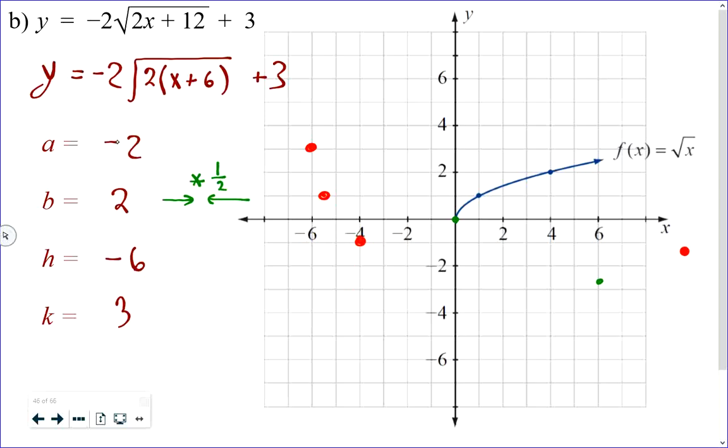So what this graph will look like, do your best with your steady hand, is something like this. And we can say for the domain of this new function that x is greater than or equal to -6 and y is less than or equal to 3. Again, it shouldn't be lost on you that these numbers are h and k, that this is h and that this is k. Any questions with B?